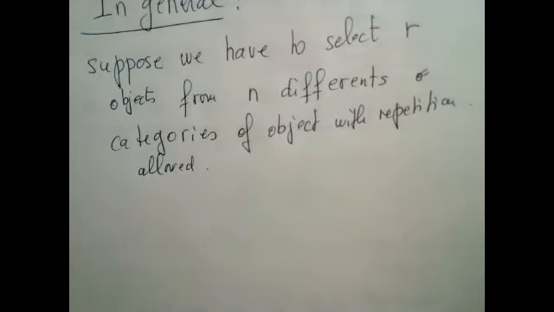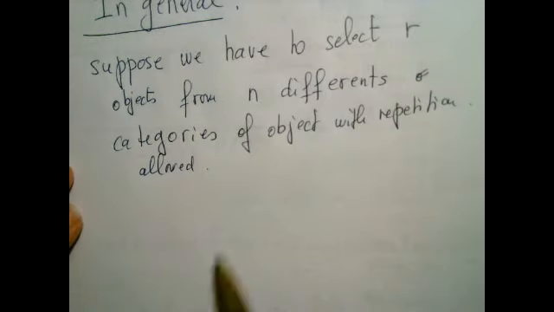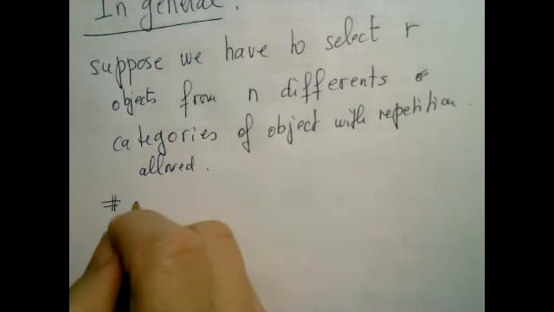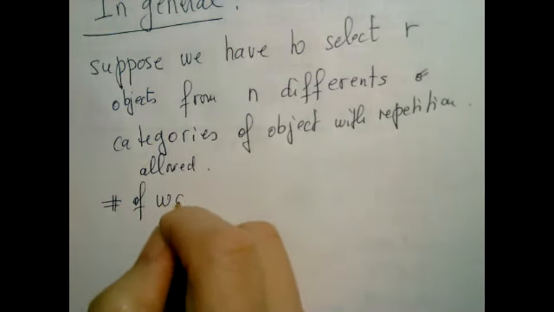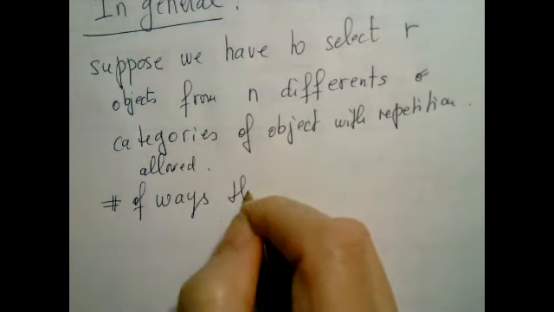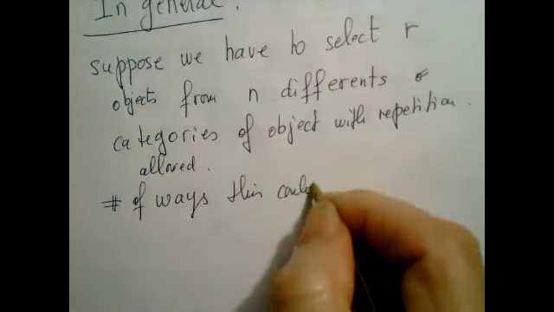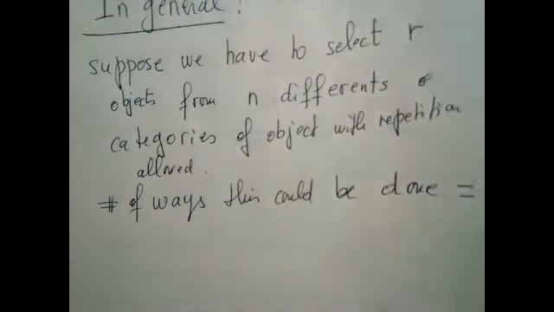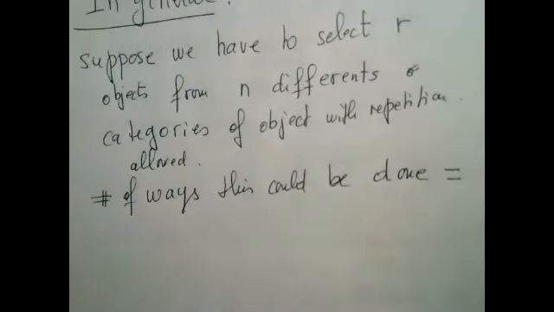The objects are not distinct. Like the cookies, all the chocolate chips are the same, all the butter are the same. So the repetition allowed case is given by, suppose we have to select that. The number of ways this could be done is equal to, okay, I'm going to give you a minute or so to give me the formula.